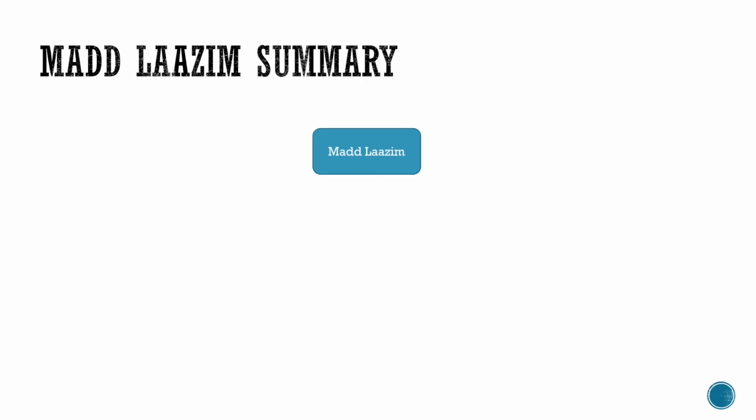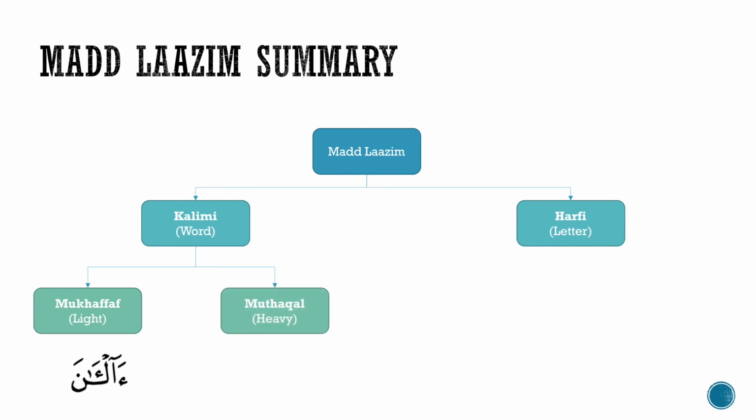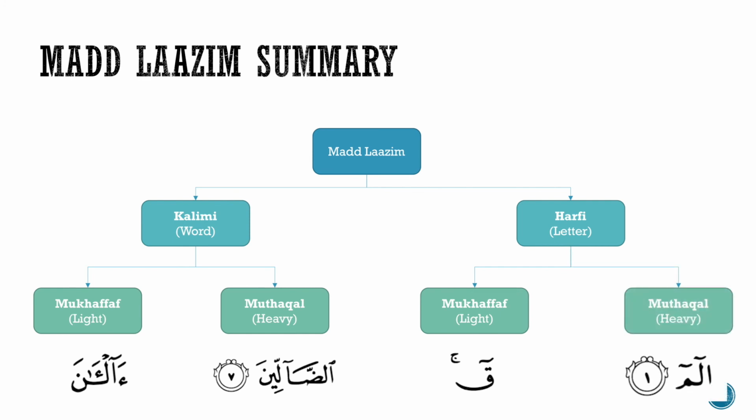Mim. Let's summarize Mad Lazim. Mad Lazim is divided into 2, kalimi and harafi. The kalimi is divided into mukhaffaf, for example, alana, which comes up twice in the Quran, and muthaqqal, for example, ad-dallin. The harafi is divided into mukhaffaf, for example, Qaf, and muthaqqal, for example, Alif, Lam, Mim.